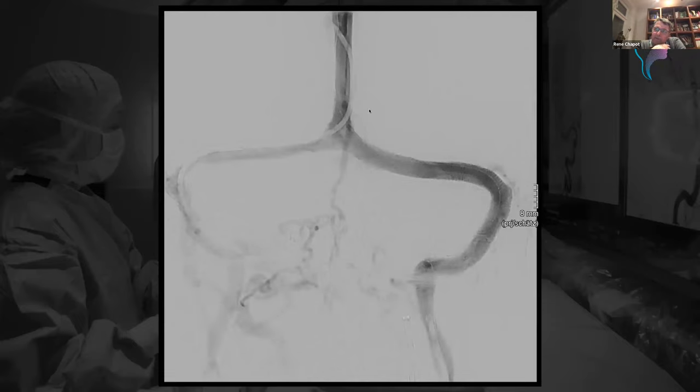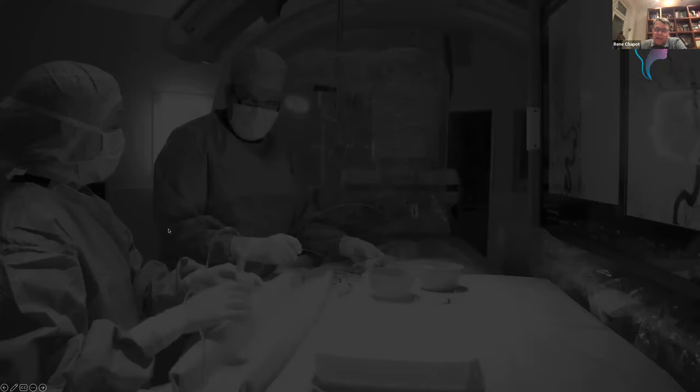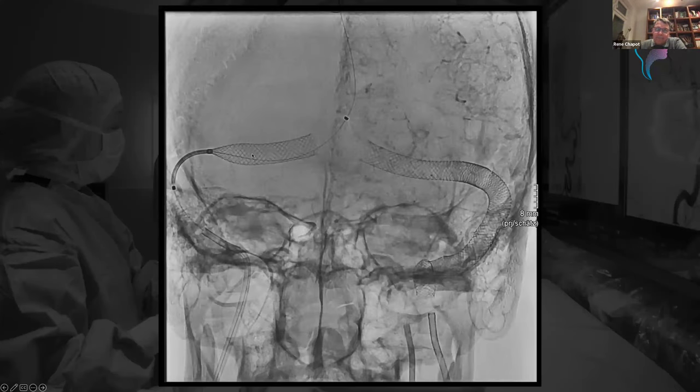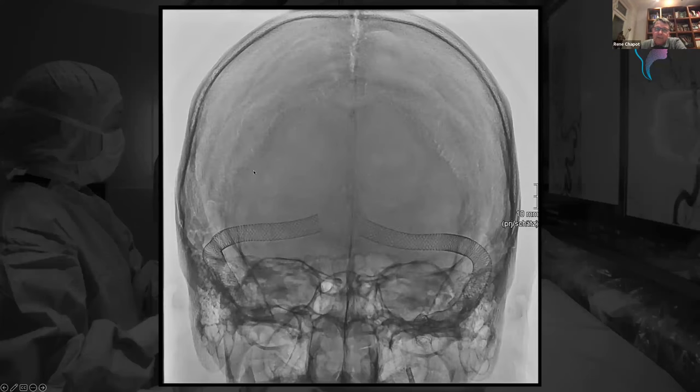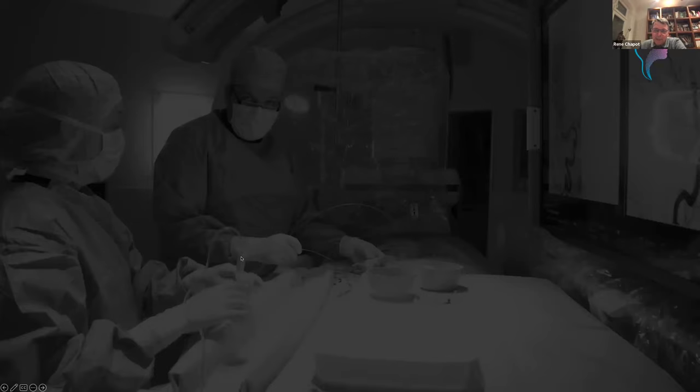I wondered whether the right side would not reocclude. As soon as the left side was open, the flow was so important on the left side that I feared the right side would occlude also. That's why I placed stents in a symmetric way. I mean, one less on the right side, but it was not required.